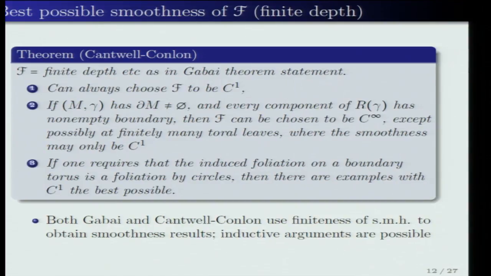But there's this curious other fact. There are examples due to Cantwell, Conlon, and also Kobayashi, which show that if one requires that the induced foliation on the boundary torus be a foliation by circles, there are examples where C1 is the best possible. So there's some sort of weird thing. There are topological obstructions to smoothness that don't come from the existence of torus leaves. Okay, so differentiability things are very delicate.